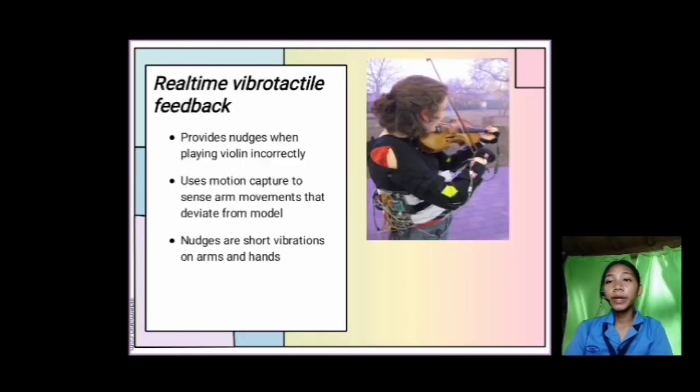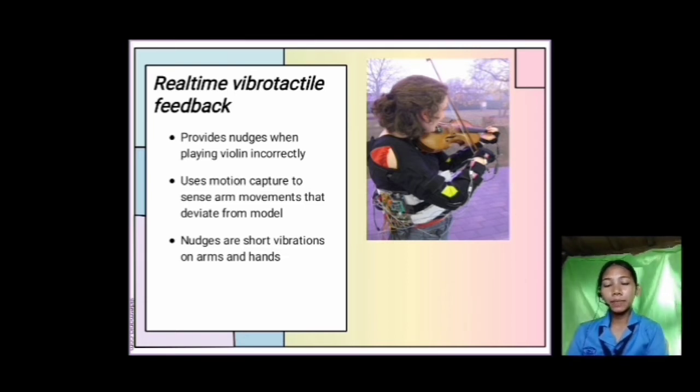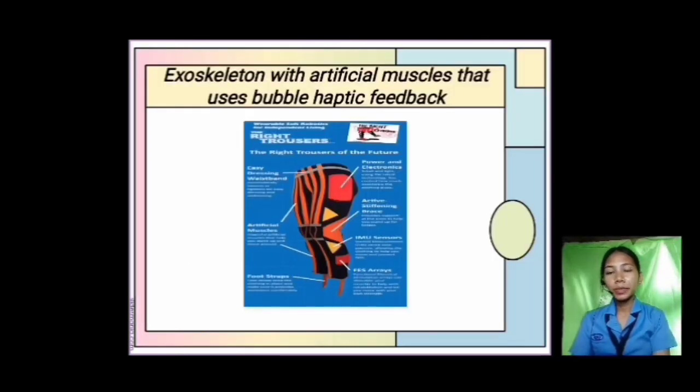Real-time vibrotactile feedback provides nudges when playing the violin incorrectly, using motion capture to sense arm movements that deviate from a model. Nudges are short vibrations on the arms and hands. Vibrotactile feedback is feeling sounds. Sound is a form of mechanical energy that consists of the back and forth motion of a material. Usually, we think of sound waves traveling through air, but they can also travel through almost any other material, including human skin.